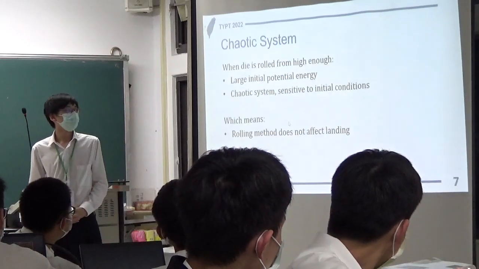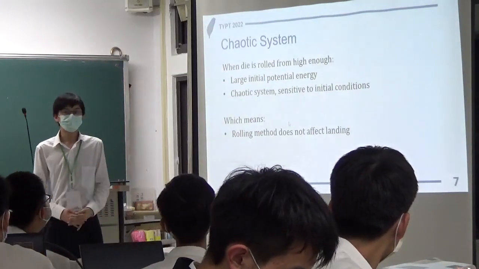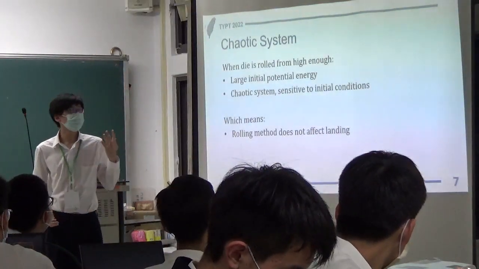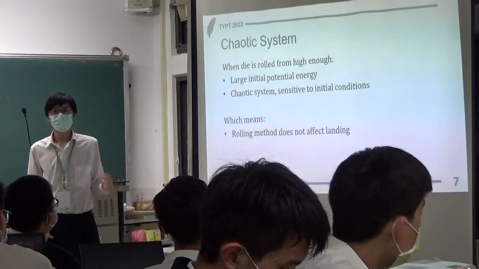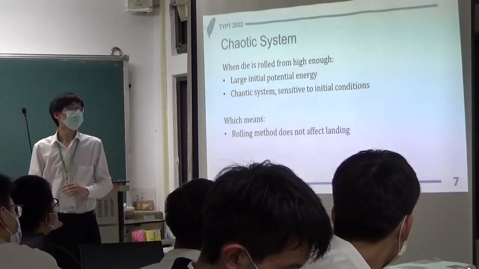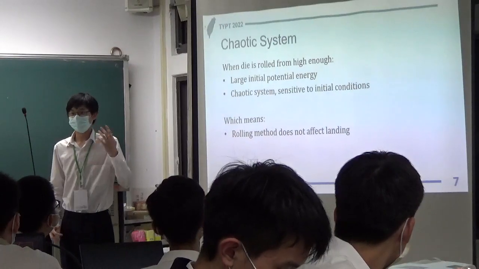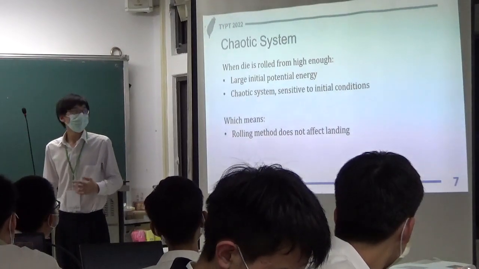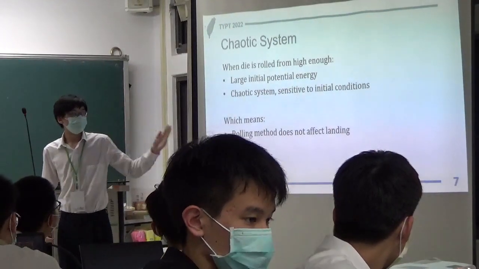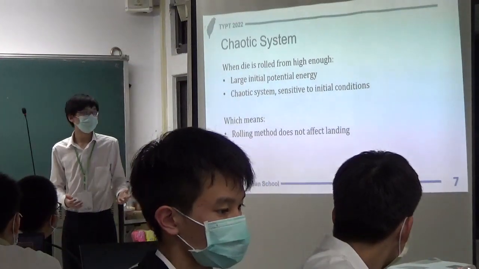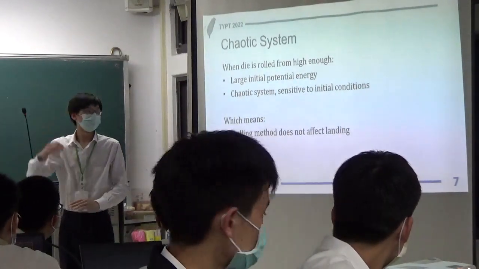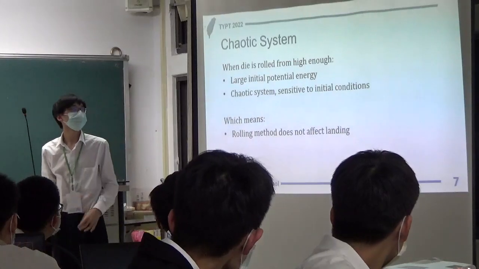Okay. So this shows that this three-sided die is a chaotic system. When it is rolled from high enough, it has a large initial potential energy, so it's sensitive to its initial conditions, and it's a chaotic system. And that means that the rolling method, when the die is rolled from high enough, does not affect its landing.